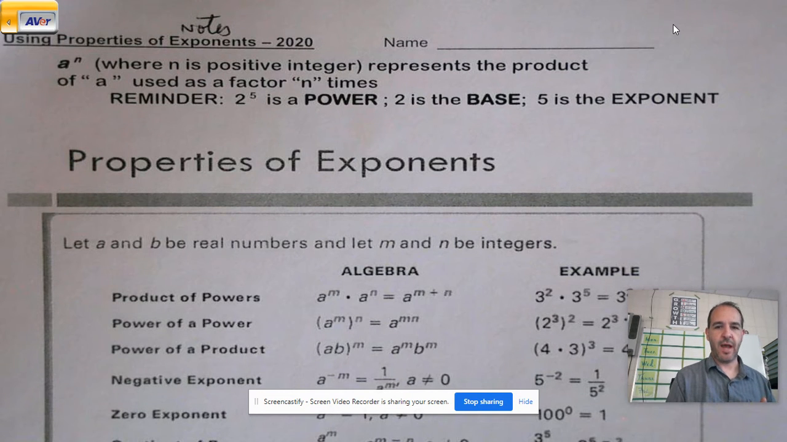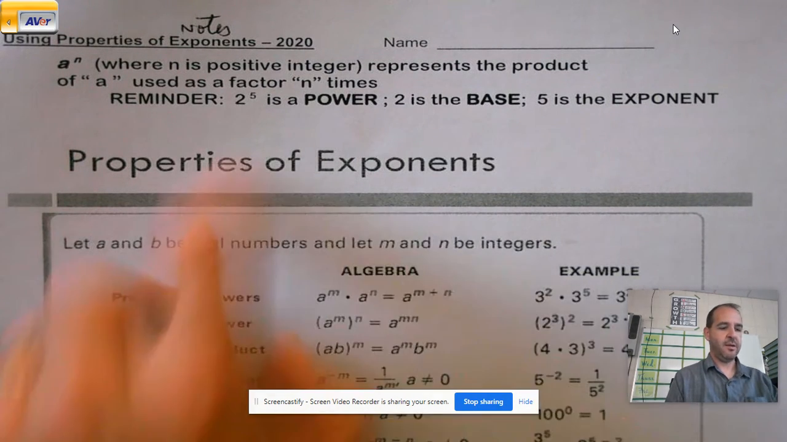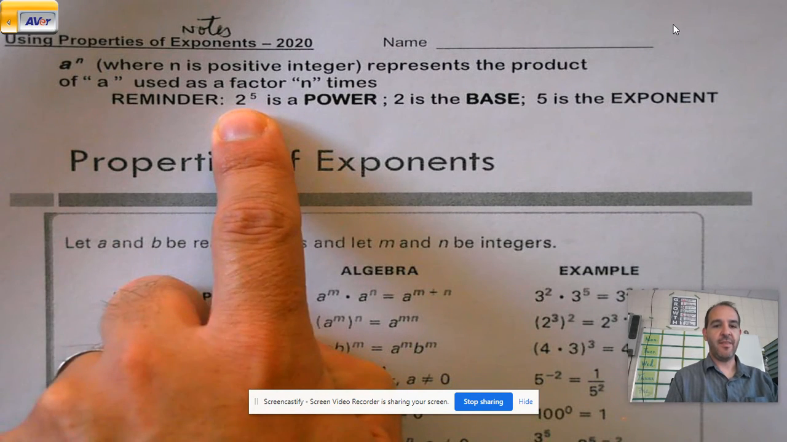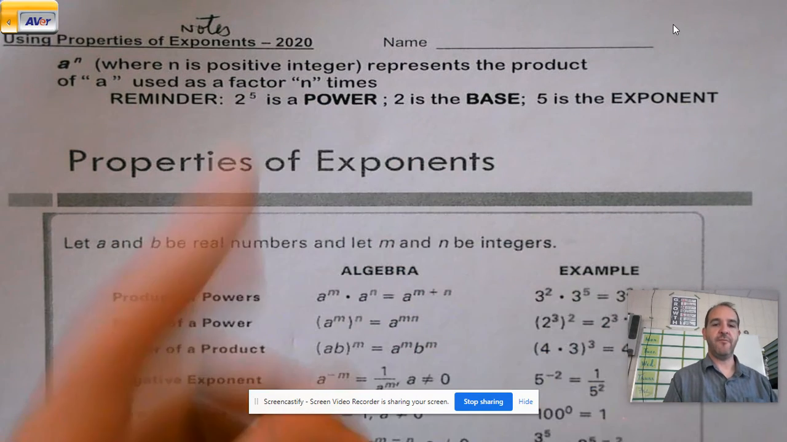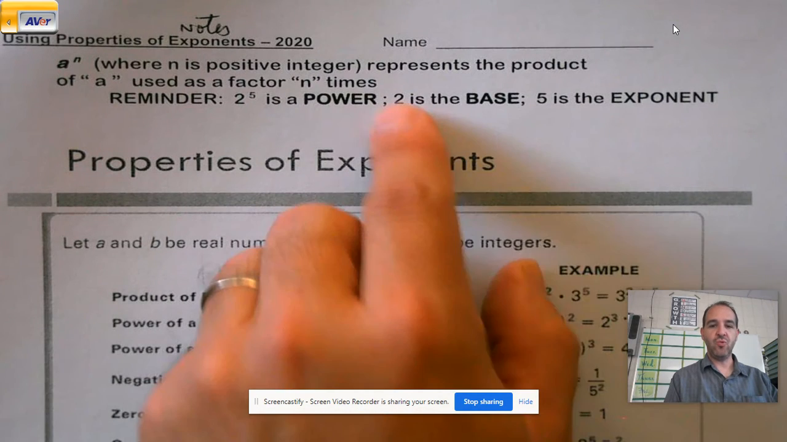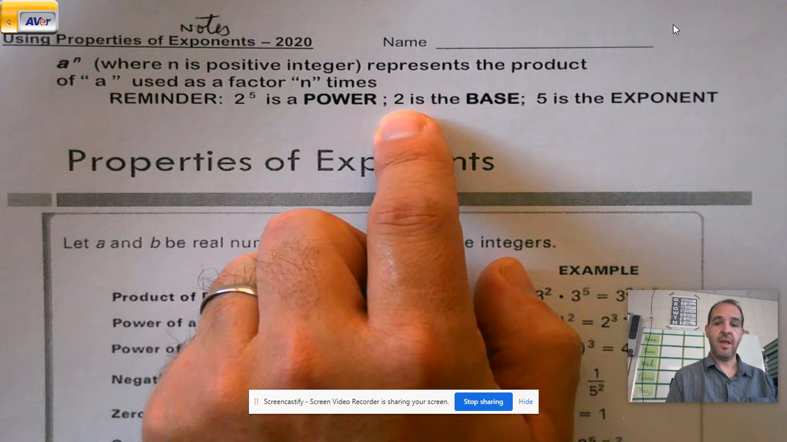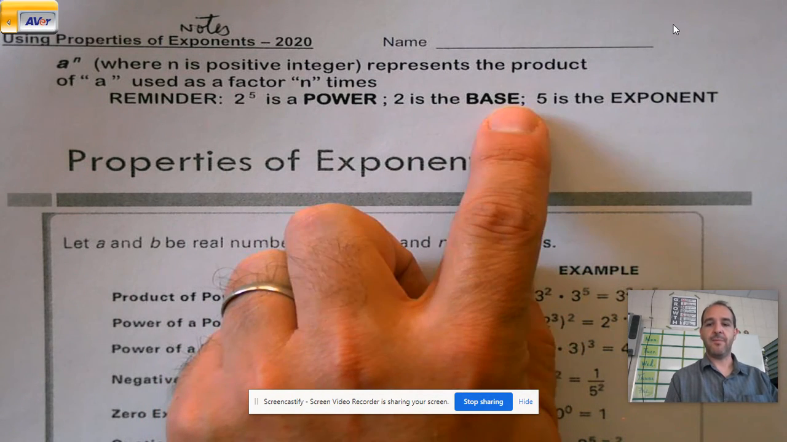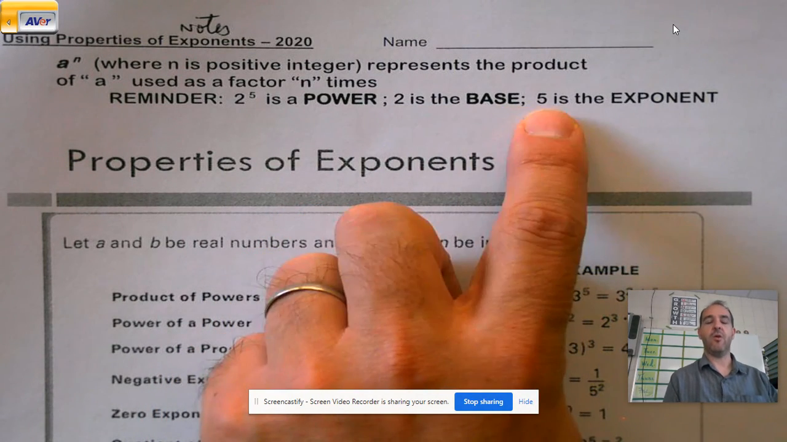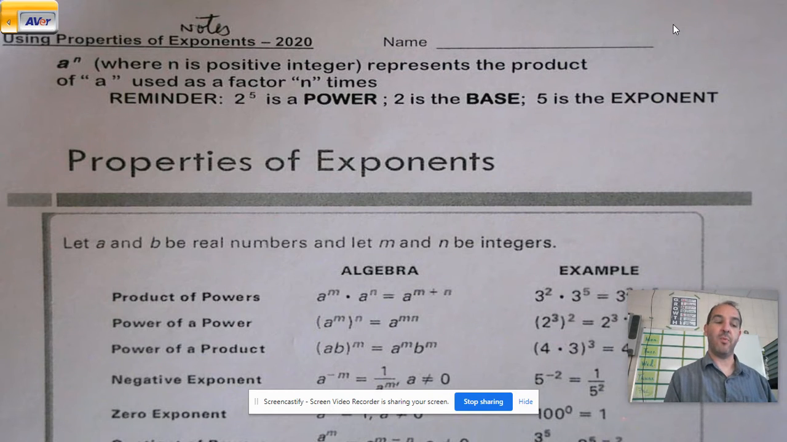Reminders, so we have some of the vocabulary down as we're doing some of this: 2 to the 5th, the whole thing is a power, 2 to the 5th power, where 2 is our base. It can be a variable, it can be a number, and 5 is the exponent. Now notice, 5 is not the power, the whole thing is the power. 5 is just the exponent. We want to keep those straight as we're moving along.